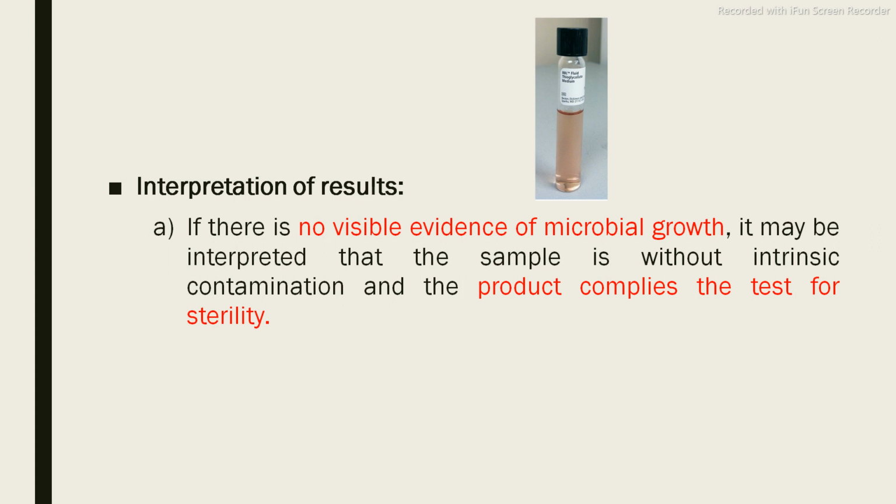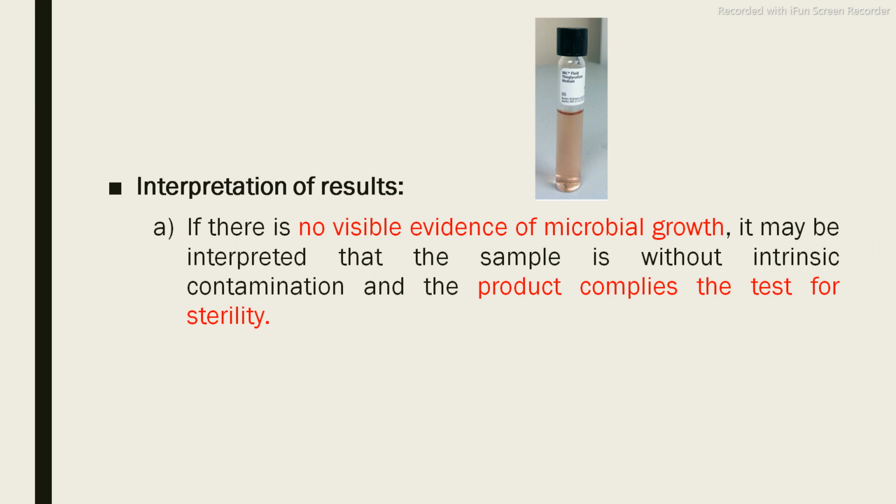Here you can see a test tube which contains the fluid thioglycolate medium. If the test tube remains clear, it means that there is no evidence of microbial growth, meaning it complies with the test. If there is no microbial growth, we can say the test is negative, and this is the only test which we are expecting to be negative, otherwise all tests we are expecting positive.